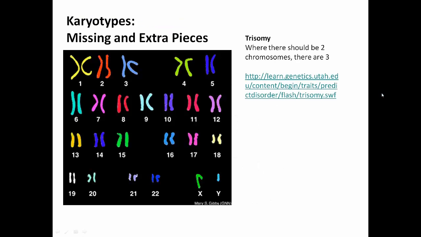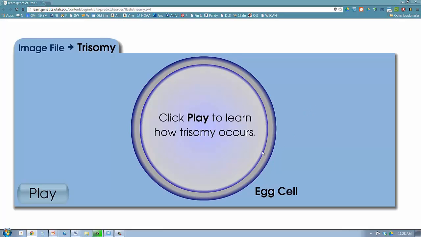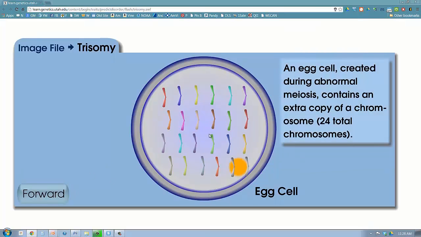Trisomy is when you have 3 chromosomes in a place where you should have 2. Trisomy 21 is Down syndrome. So if you looked at this karyotype, at spot 21, somebody with Down syndrome would physically have a 3rd chromosome in that spot. This is a nice little animation that shows what happens during trisomy. So we have all of our chromosomes. Here's our egg cell, and somehow we ended up with an extra copy down here. So now we have 24 instead of 23 in this egg cell.